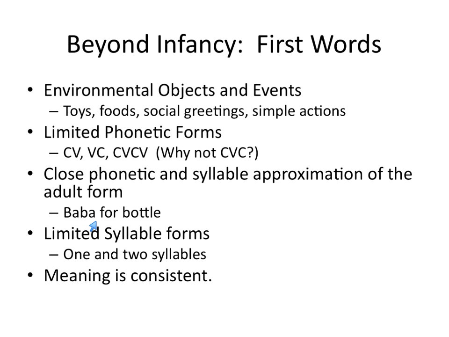First words are very close to the adult phonetic form and syllables. Like bottle has 2 syllables, they go ba-ba. 3-syllable words, they're going to drop a syllable, and it's going to be 2 syllables. 1 and 2 syllables, and they will have consistent meaning in their first words. So limited phonetic forms. It's going to be things that they are around most of the time, and they hear more frequently. The phonetic and syllable approximation will sound like the adult. They'll be very close to the adult form. And they limit their first words to 1 and 2 syllables, not 3-syllable words. And they have consistent meaning.